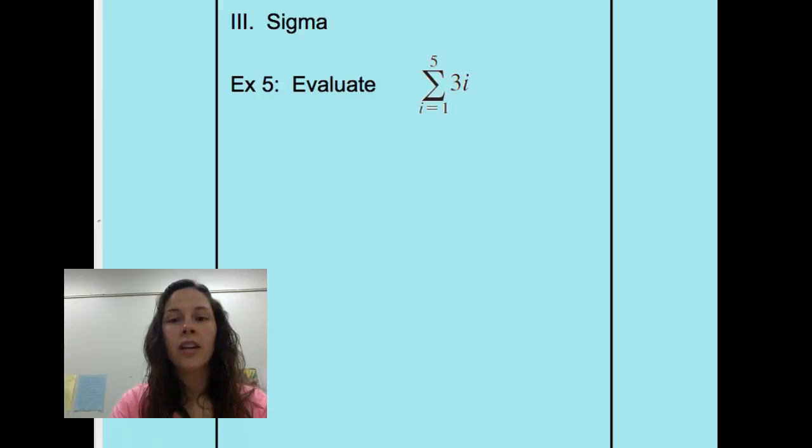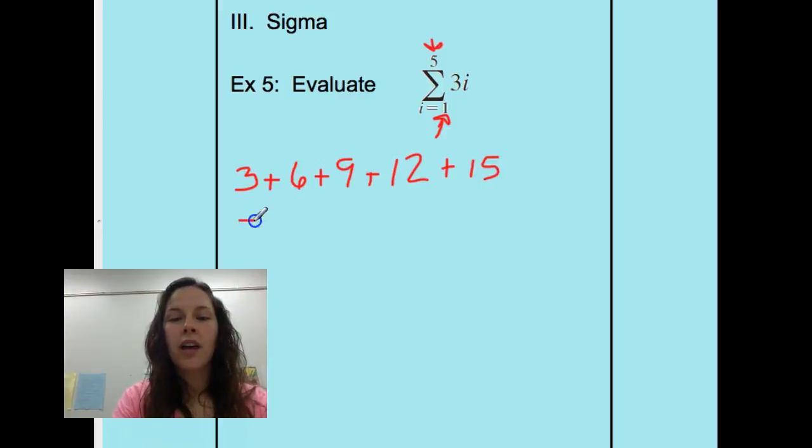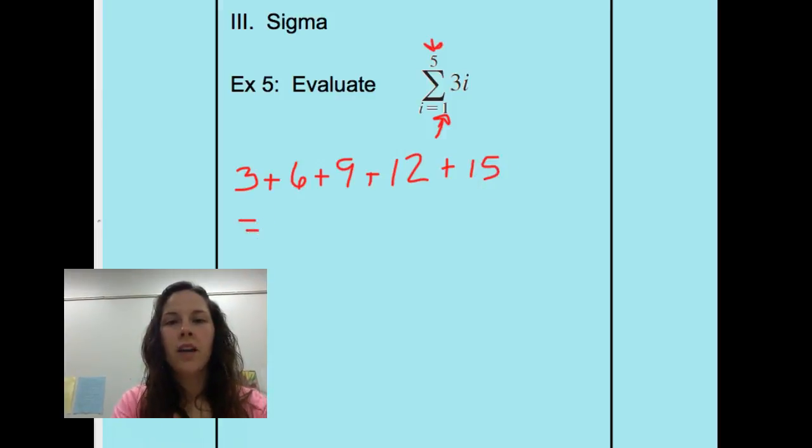Next, we're going to take a look at evaluating that sigma notation. So again, what this means is we replace I starting with 1, so we're going to find the first term through the 5th term, and we're going to add all of those terms together. So our first term would be 3 times 1, or 3. Our second term would be 3 times 2. Our third term is 3 times 3. Fourth term is 3 times 4. And our fifth term is 3 times 5. So when we add all of these terms together, we get a total of 45.